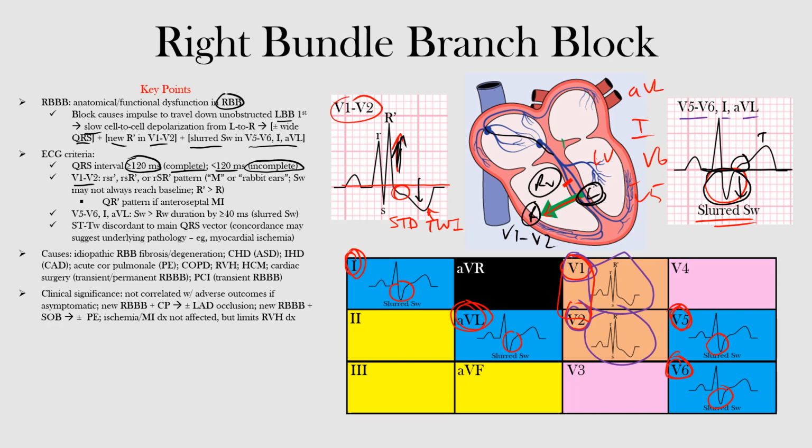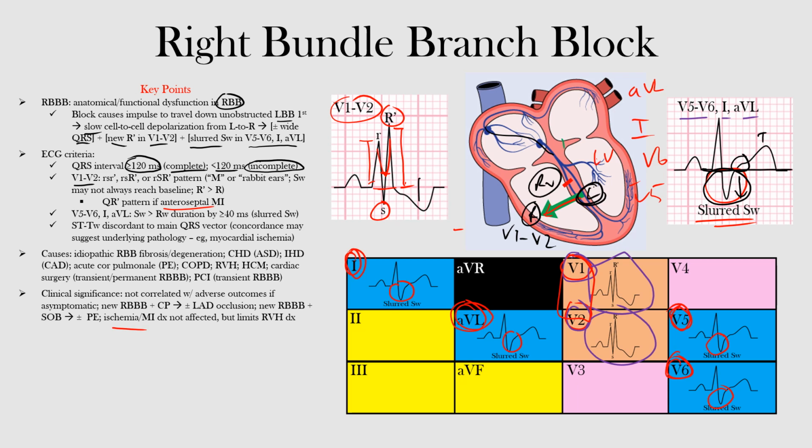Sometimes you may actually not see that S wave going below baseline. Notice here our S wave, this one here, is actually going below baseline. Sometimes you may see it stopping here. So that's sometimes seen as well. And remember that the R prime wave has a greater amplitude than our initial R wave. And if you see a QR prime pattern in the anteroseptal leads V1 and V2, that may suggest an anteroseptal MI as well. Remember that right bundle branch block does not affect the diagnosis of ischemia or infarction.